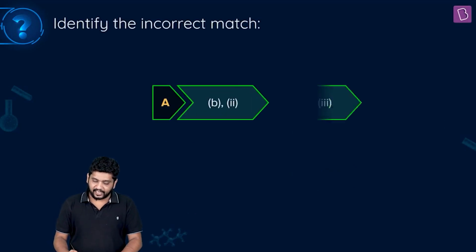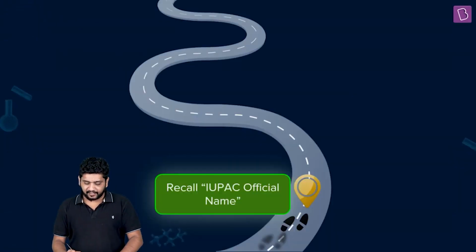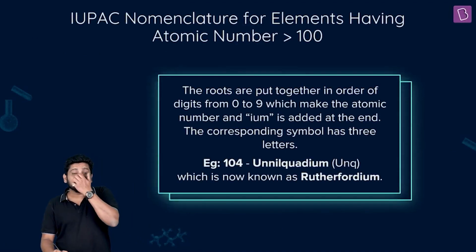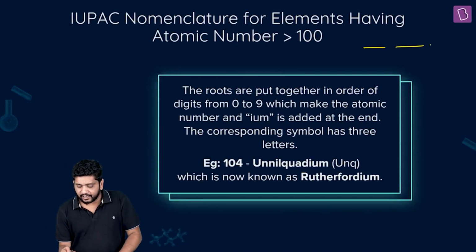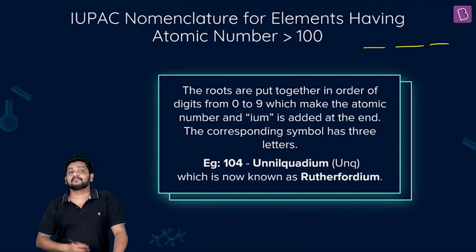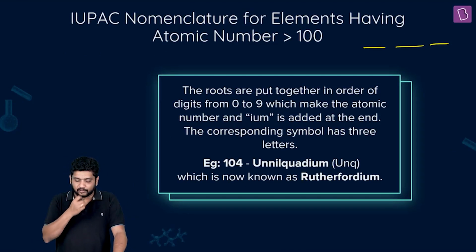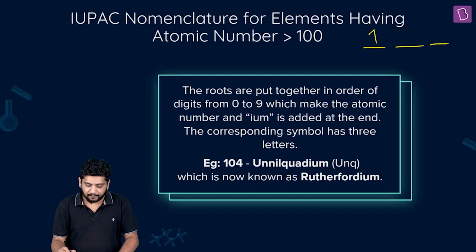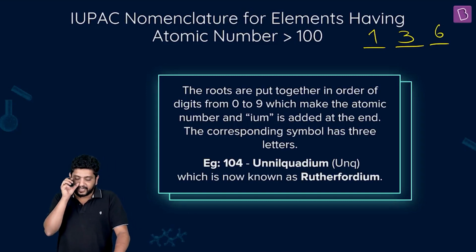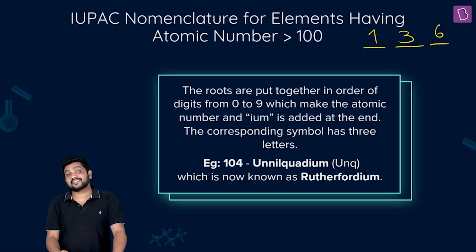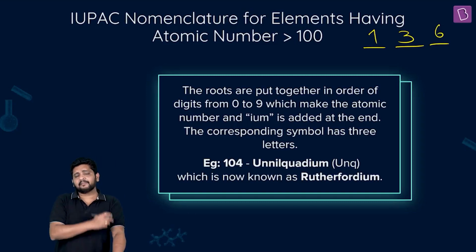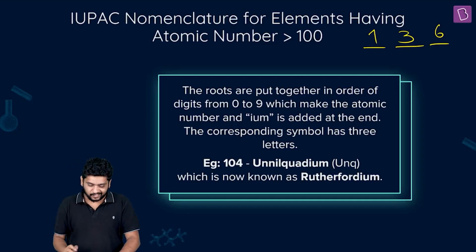Obviously the IUPAC system behind this is something that we have to know. What is the idea? When your atomic number is greater than 100, there are going to be 3 digits. These 3 digits are replaced by different roots and sounds, right? 1 is replaced, for example, by un, 3 is tri, and 6 becomes hex. So untrihexium, if there is an element of atomic number 136, this will be the IUPAC name. The official name might be given after some scientist at a later stage. That is not our concern, right?